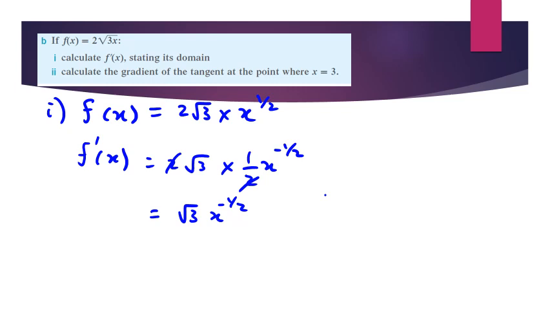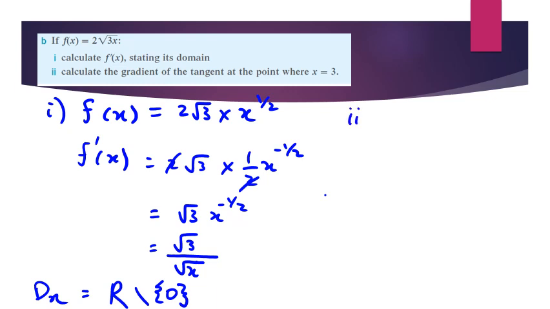Alright, now it says, actually I should rewrite this first. So there's a negative, puts it on the bottom of a fraction. There's a to the power of a half, so it's square root of x. And then what's its domain? What's the domain for this one? Same thing here. What can't we have? 0. So all real numbers except for 0.